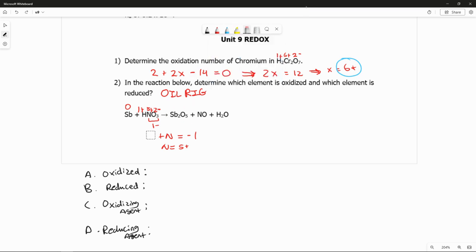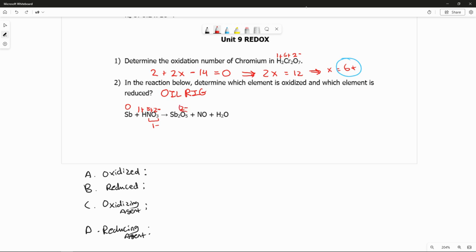Let's erase this part real quick, though. So we know that O is always a 2 minus, unless it's part of a peroxide, but you do not need to know this for our test. So we have a negative 2 times 5, which is negative 10. And since there's two Sb atoms, we want to divide that 10 by 2. Let's solve this algebraically, though.